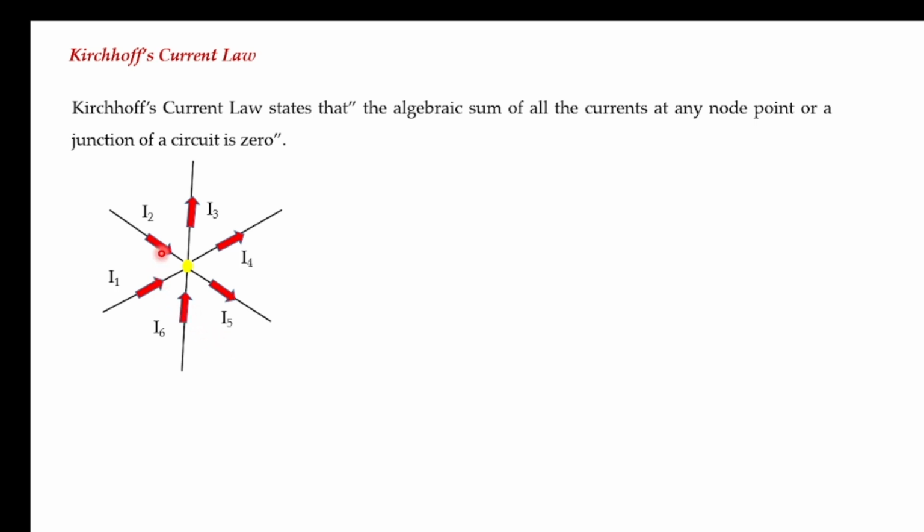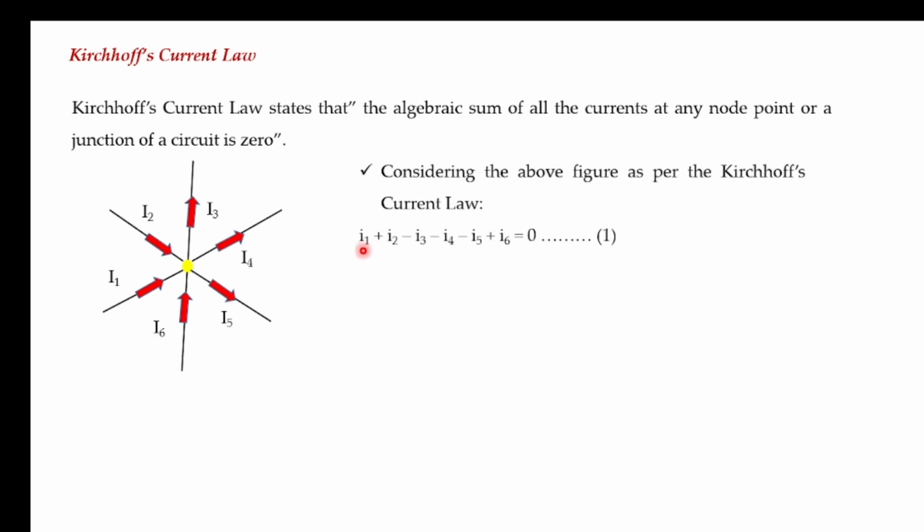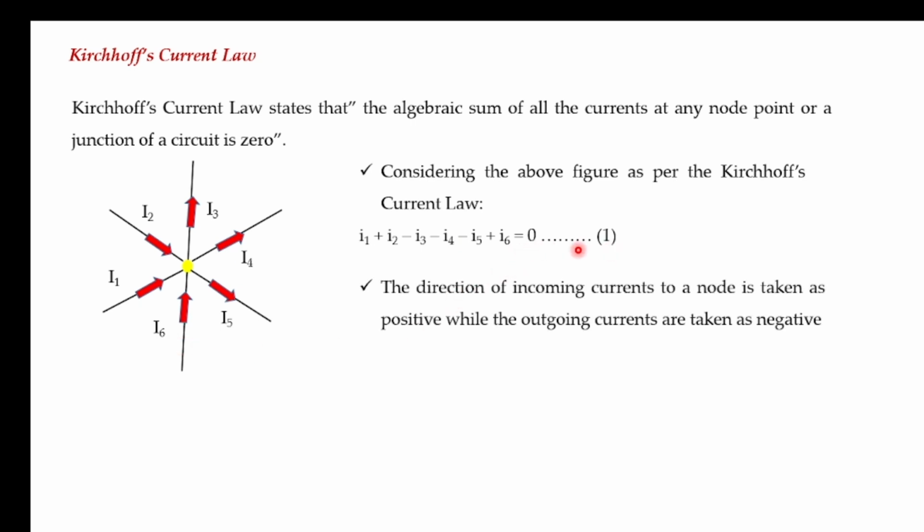With this we get Kirchhoff's current law. Kirchhoff's current law is I1 plus I2 minus I3, because here I3 is leaving, similarly minus I4 and minus I5, these three currents are leaving and so we take them as negative values, plus I6 is equal to 0. As I said, the direction of the incoming current is taken as positive, while the outgoing currents are assumed as negative. So equation 1 can be rewritten as I1 plus I2 plus I6 is equal to I3 plus I4 plus I5.